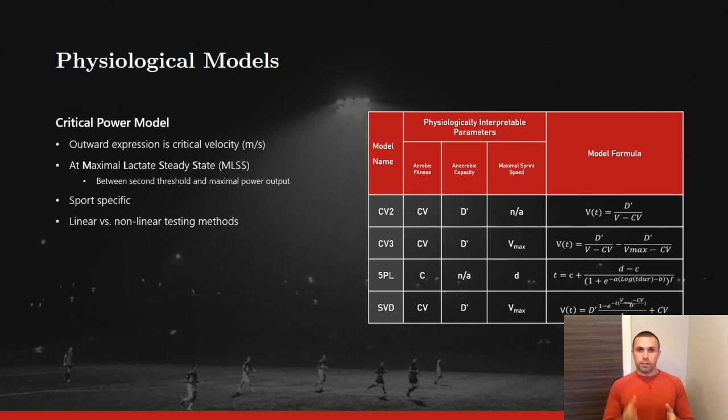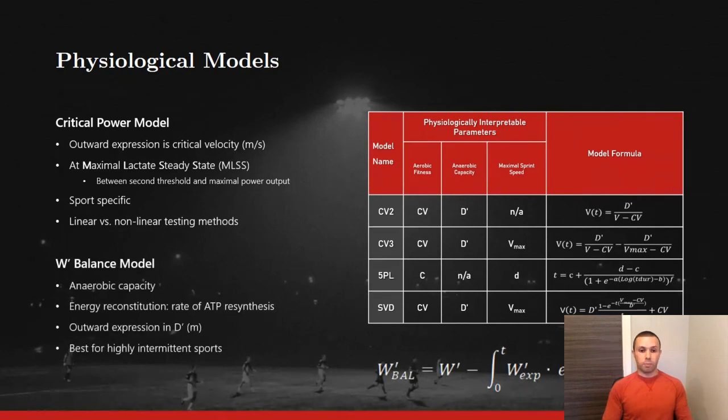So it's defined as the point at which we're using energy just as much as it's being reconstituted, or remade, essentially. Critical velocity is the outward expression of it, so it's essentially the velocity we can maintain indefinitely under the same definition, using energy at the same rate as reconstituting it. It's very sport specific and muscle specific, and to understand our fitness levels for the soccer player, we have to first compute this from our tracking data.